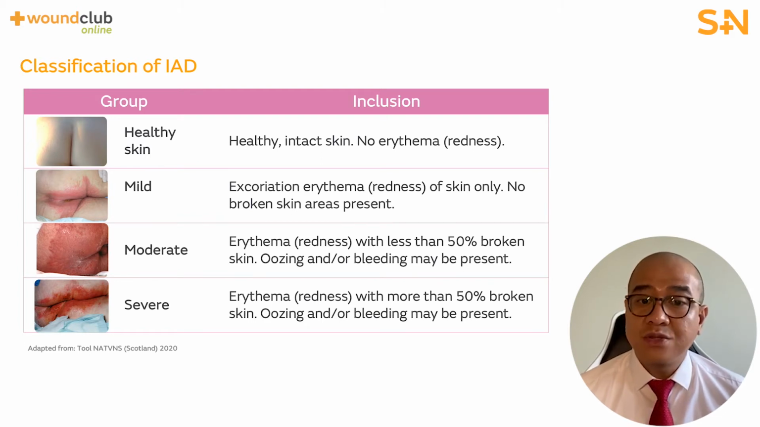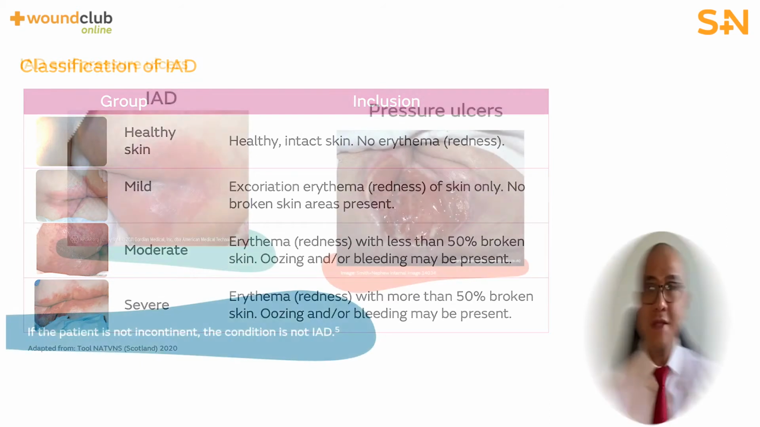This classification tool or table that you can see on your screen now is an adaptation. It offers a simple categorization terminology regarding the extent of moisture damage using the term mild, moderate, or severe. And these also include a healthy skin category. Each category offers a clear definition as to what constitutes that level of damage and skin type.